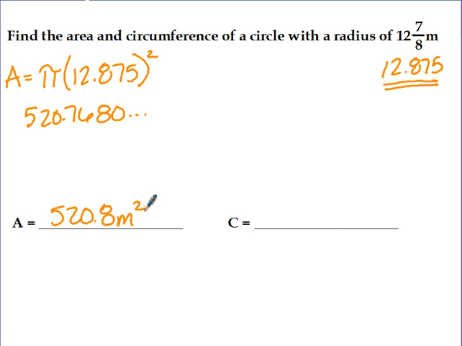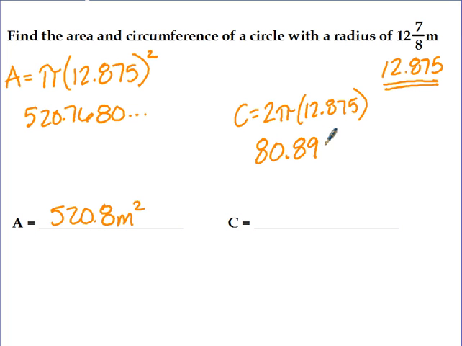And for circumference, that'll be 2 times pi times 12.875. And when you plug that in, you get 80.8960. So we'll round that to 80.9.